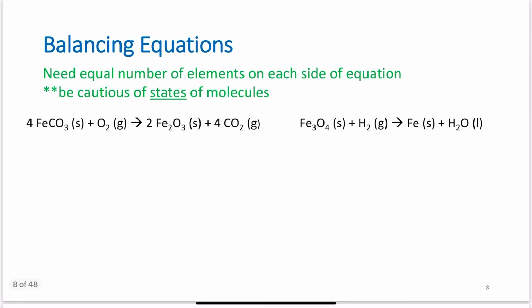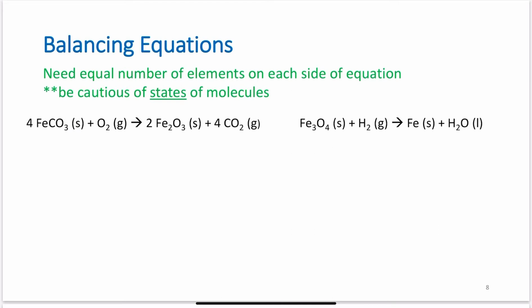So let's look at some balancing equations. We need an equal number of elements on each side of the equation, and be cautious of states of molecules here. Not all reactions you balance will have the states listed, but when you can put the states, or if they are already there, you need to make sure to pay attention to them. If you can figure them out, if it's implied by the question or by the rules you know, you are responsible for them. In theory, though, this first reaction is balanced. Let's go ahead and count to make sure it's actually, in fact, balanced.